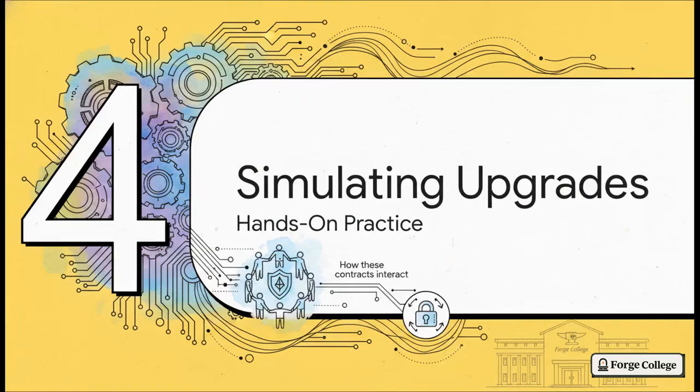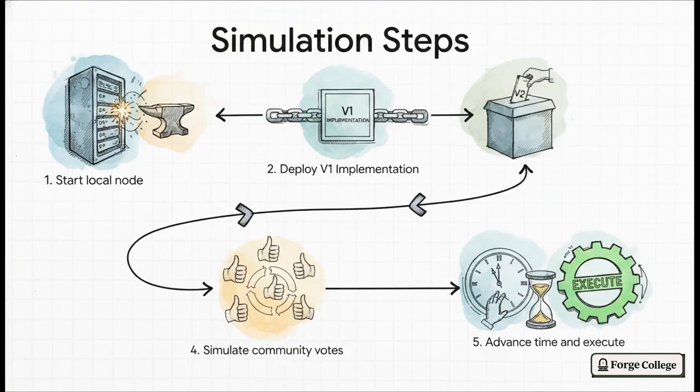Okay, on to Section 4, Simulating the Upgrade Process. Here is the game plan for our hands-on simulation. First, we spin up a local deterministic chain using a tool like Hardhat or Foundry. We deploy our version 1 proxy implementation. Then we submit the V2 upgrade payload to our governance contract. After that, we artificially cast our community votes to reach a quorum, push the approved proposal into the timelock, artificially advance the clock on our local node, and finally, we hit execute.